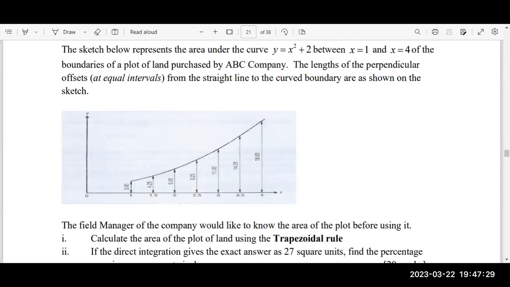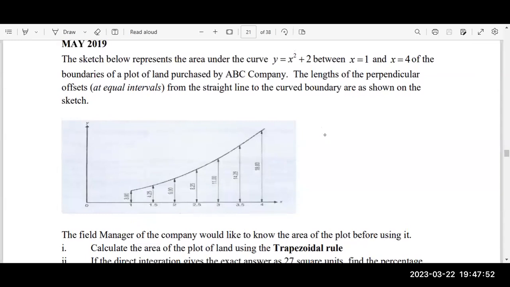So, sir, what is the function? Y equals x squared plus 2. Oh, Z equals X squared plus 2. So the first one is the one.